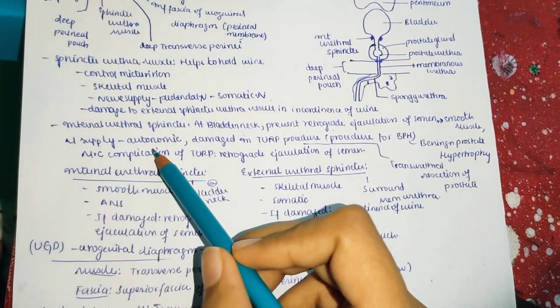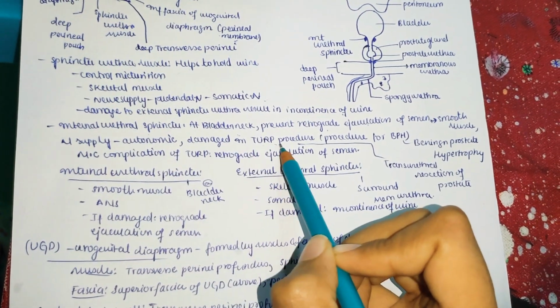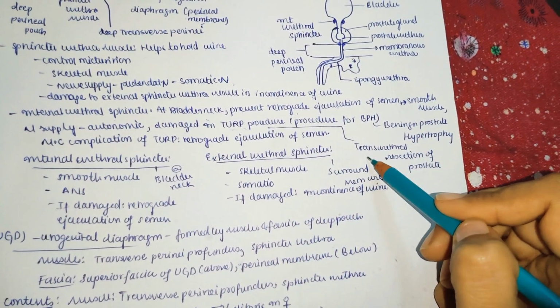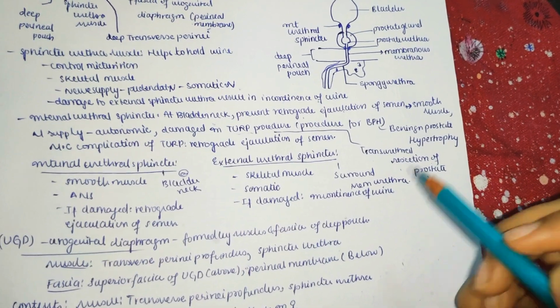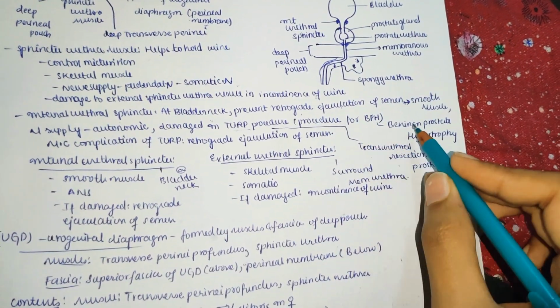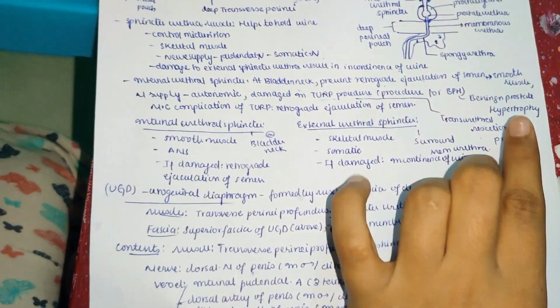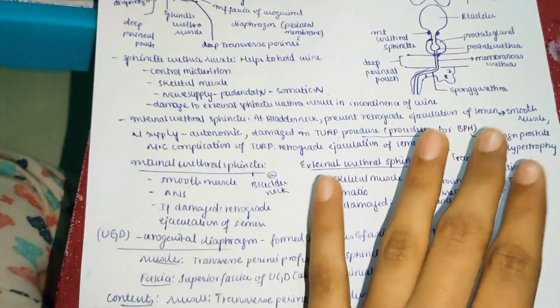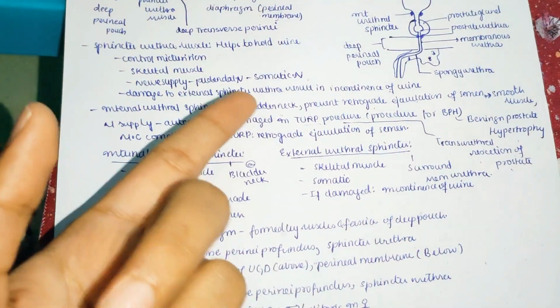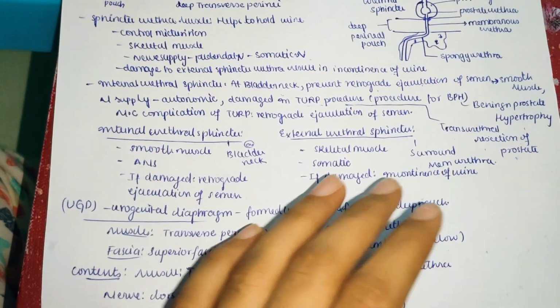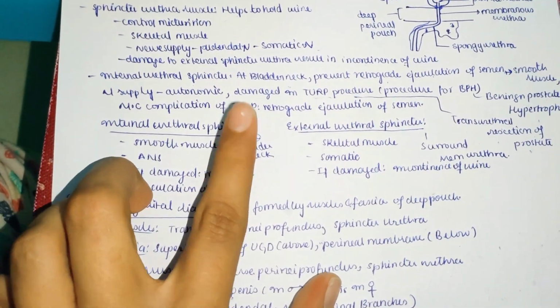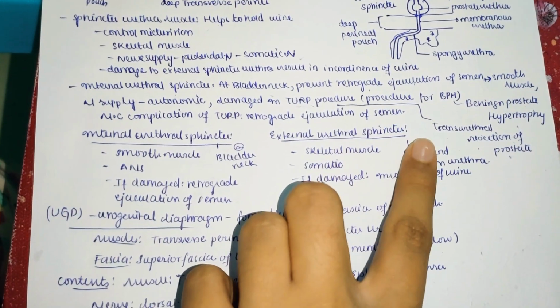Okay, nerve supply is autonomic, and it can be damaged in the TURP procedure. What is TURP? It is transurethral resection of the prostate. It is done in cases of benign prostatic hypertrophy, and this occurs mostly in old age. So in old age, if you do this procedure and the semen even goes back, there is no problem. So the most common complication of TURP is retrograde ejaculation of semen.